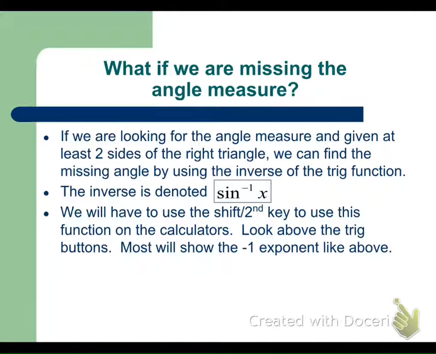So if we are looking for the angle measure, I'll highlight them as we go. If you were looking for the angle measure and given at least 2 sides of the right triangle, we can find the missing angle of the right triangle by using the inverse, denoted by sine inverse of x. You can use shift or second to find this. These are on your trig buttons on your calculator, and you'll see it denoted with the -1 exponent.